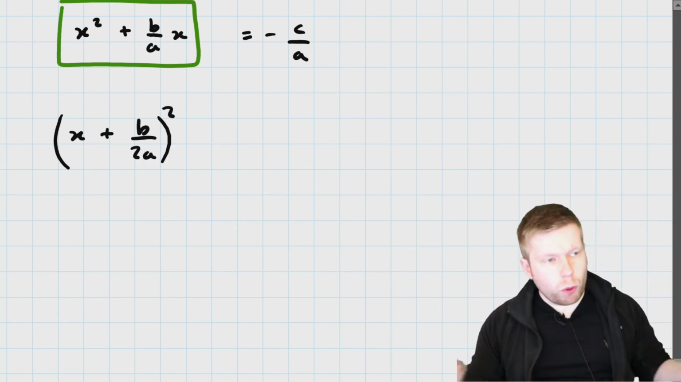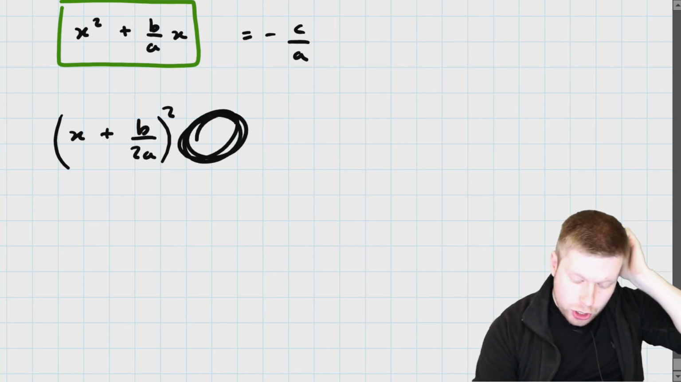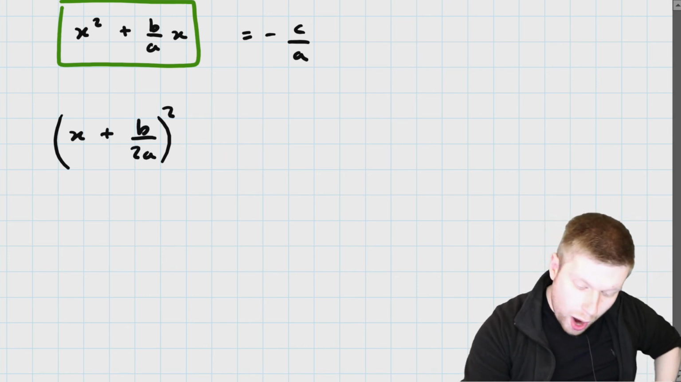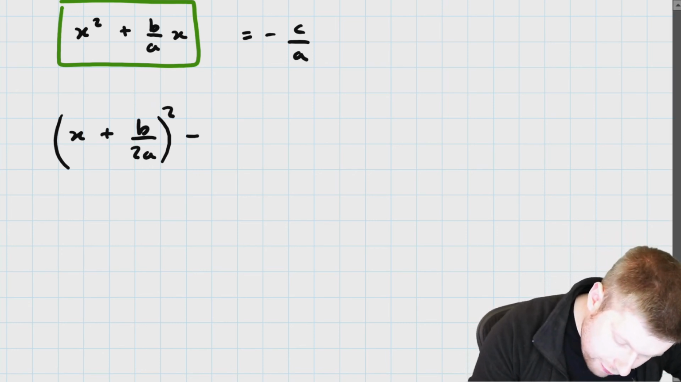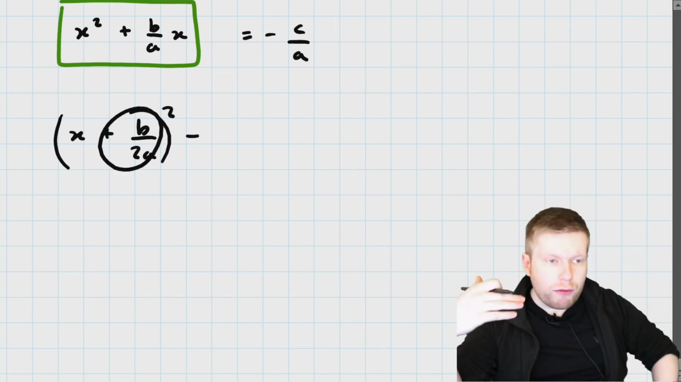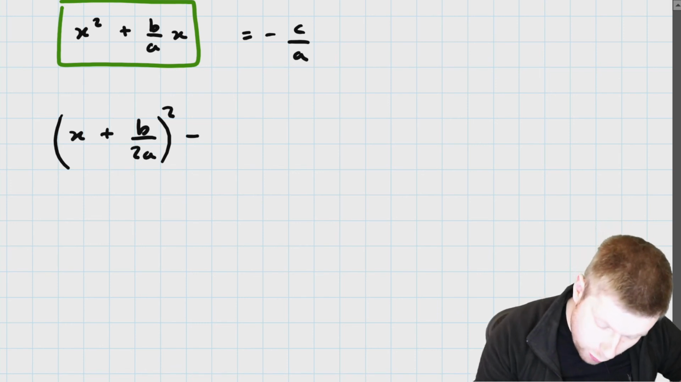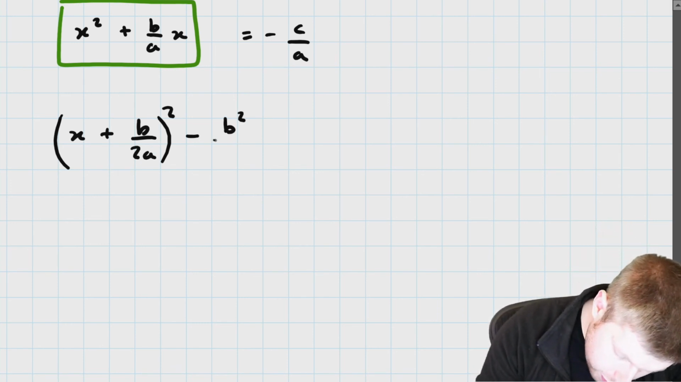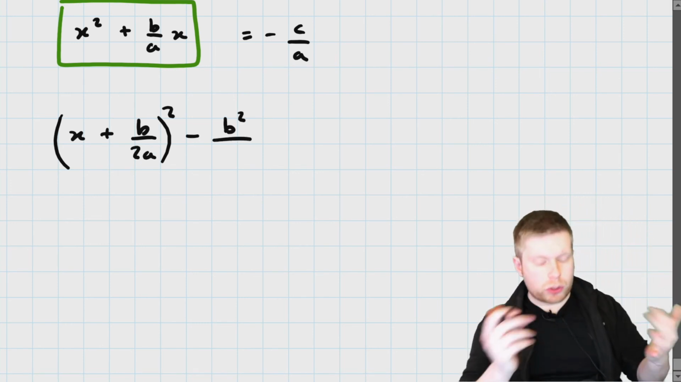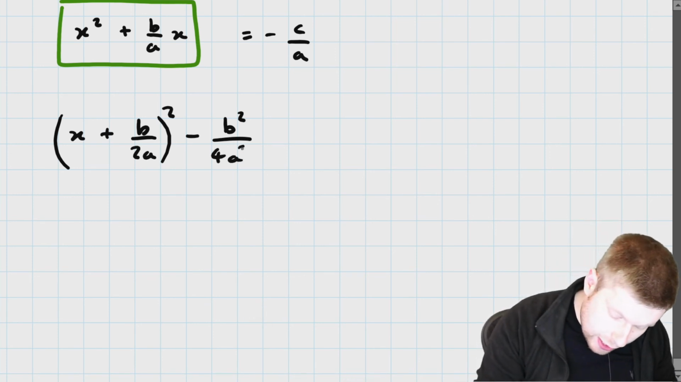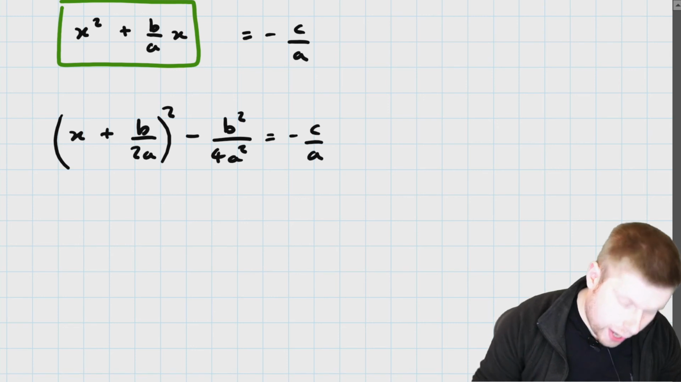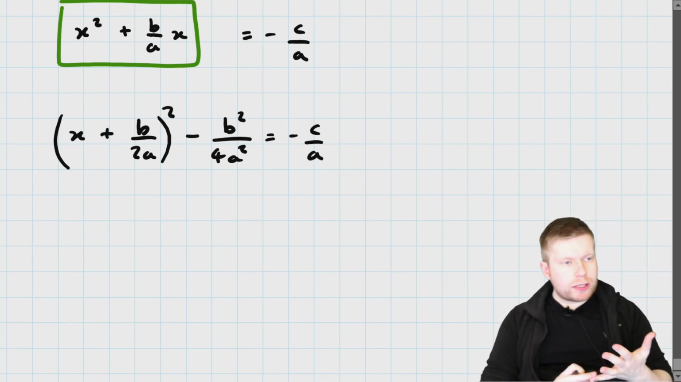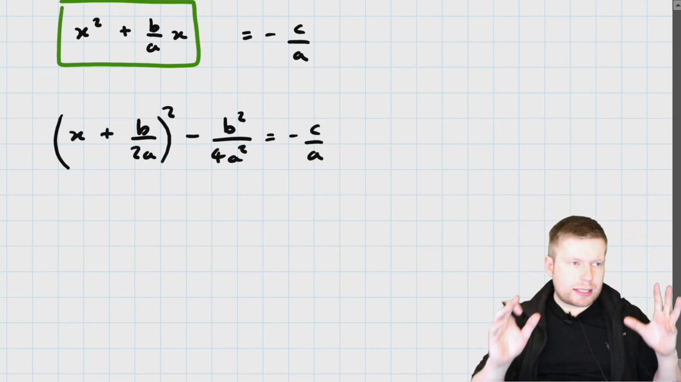Okay. Now, of course, I'm also going to have to put a correction term here because it's not going to be quite the same as this in general. I'm going to have to take away whatever this thing is squared. So remember, I halve it, then I square it to find what I take away. So square the top, b squared. Square the bottom, well, 2 squared is 4, and a squared is just a squared. Okay. Now I've still got the negative c over a on the right hand side. Okay, so at the moment I've halved it and then I've squared it to get this in completed square format.